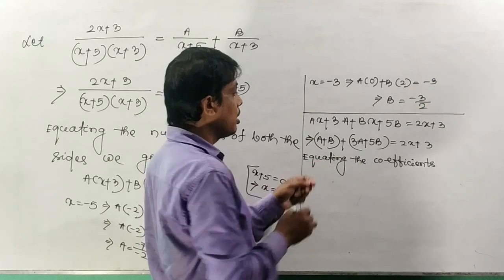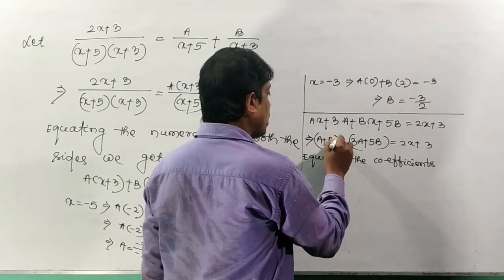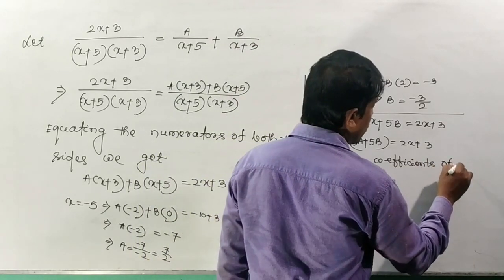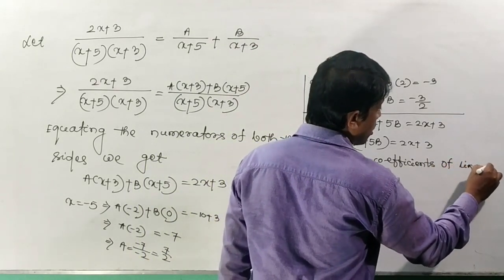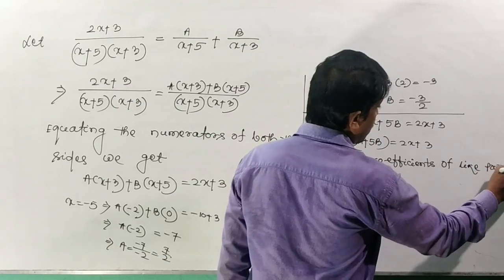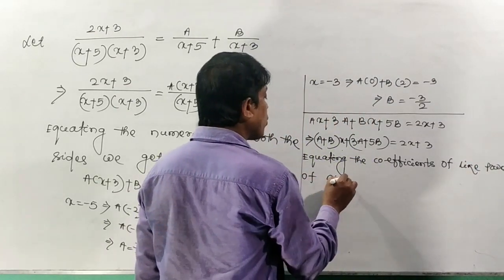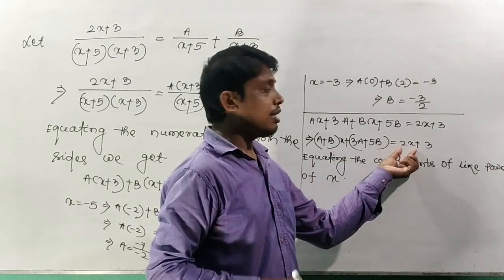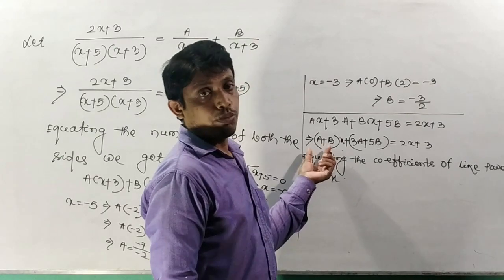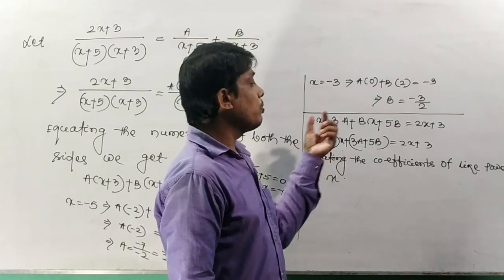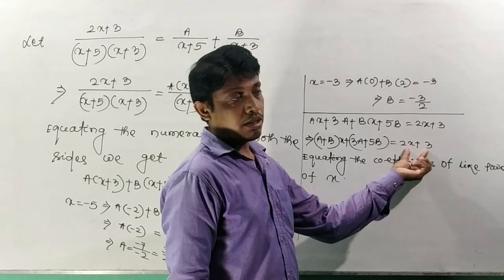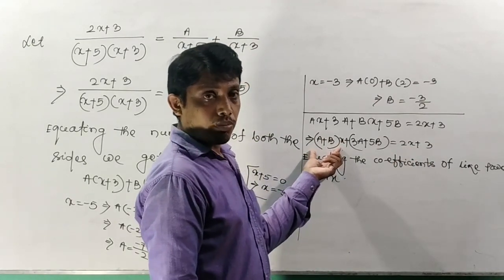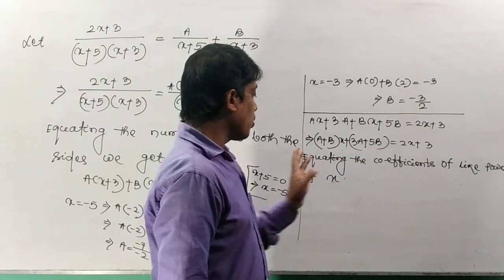Coefficient means what we multiply with the x. Coefficients of x of like powers of x. Like powers of x means if we take the coefficient of x square on the right side, then we have to take the coefficient of x square from the left side. If we take the coefficient of x from the right side, then we have to take the coefficient of x from the left side. This is called like powers of x.